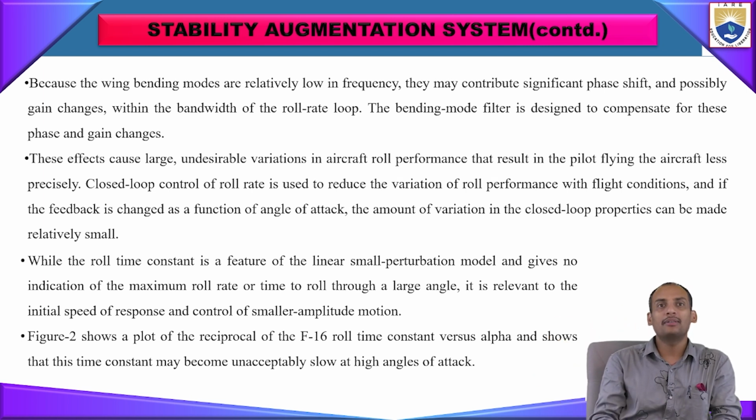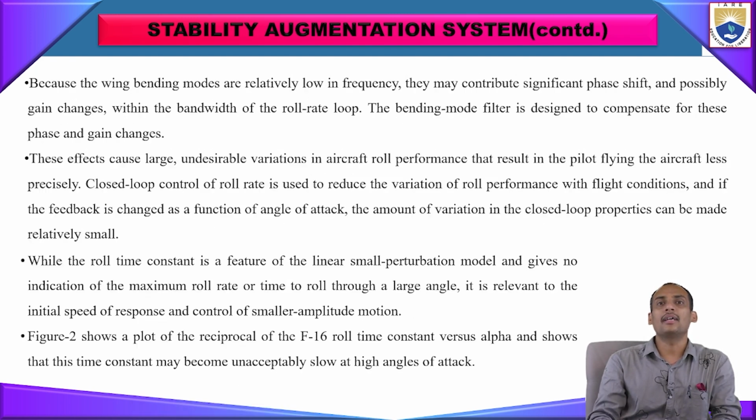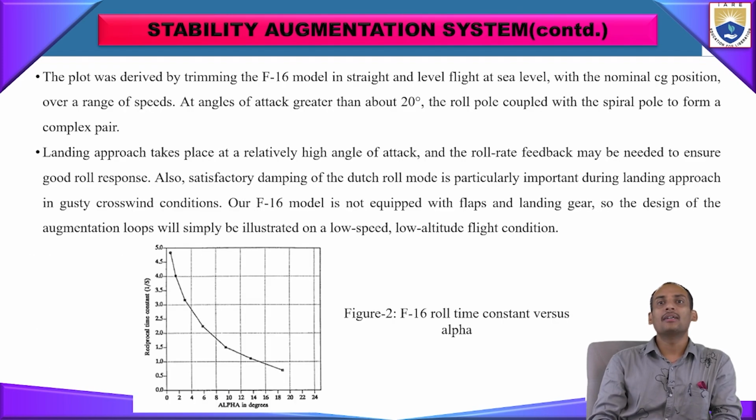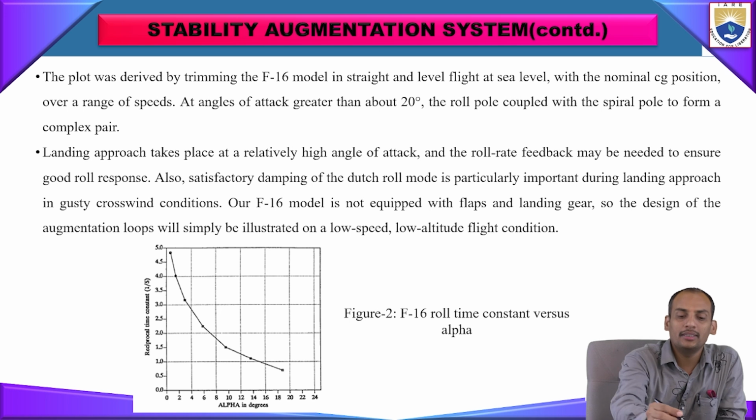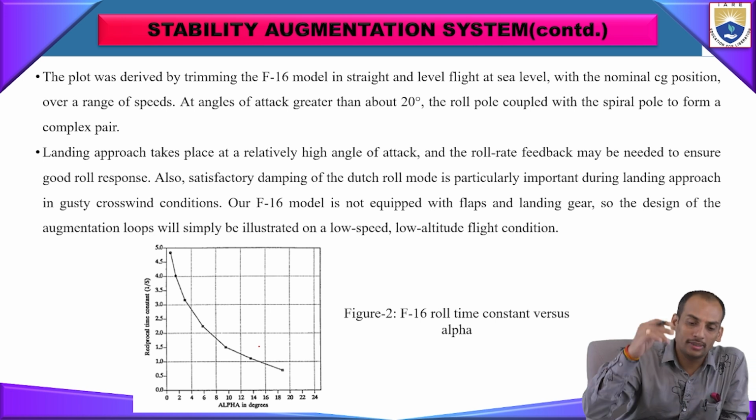So here you see figure 2. Here is the variation between the roll time and the angle of attack, for an F-16 model at a higher angle of attack. You see here, when the angle of attack changes from 2 to 16, the reciprocal of the roll time constant, that is the roll rate time constant, has been gradually decreasing.